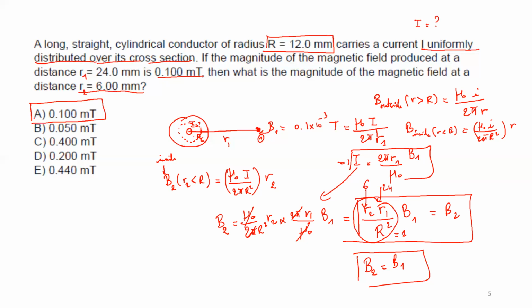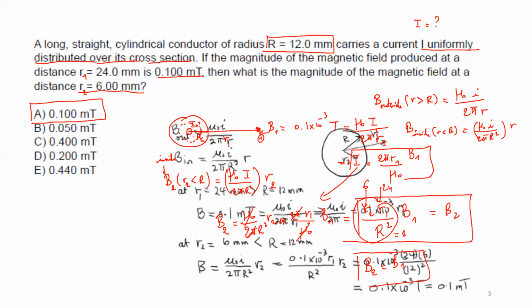Okay, B2 is equal to B1 and it's equal to 0.1 millitesla. Okay, great. Let's go to the next problem.